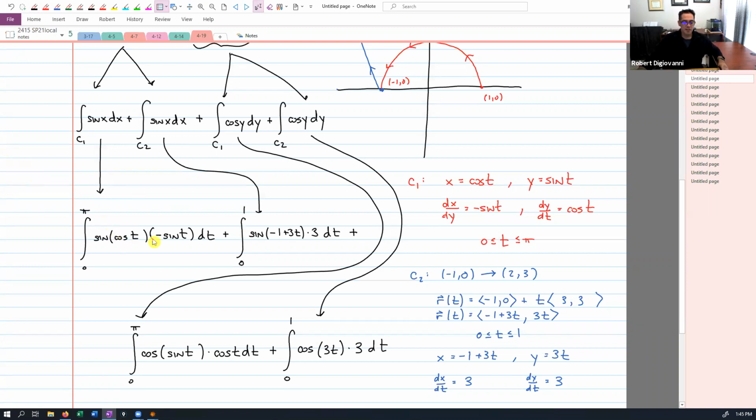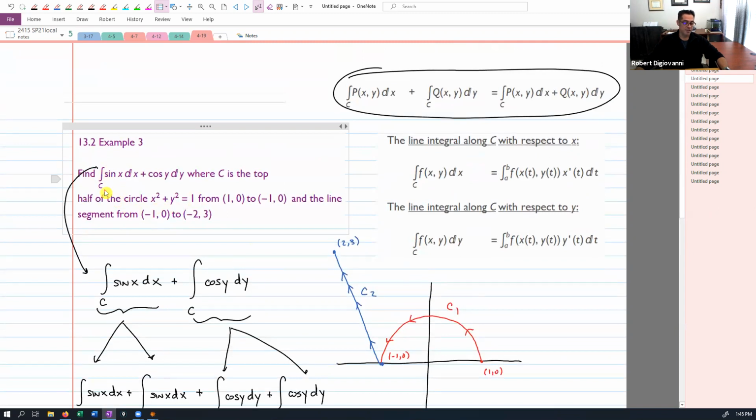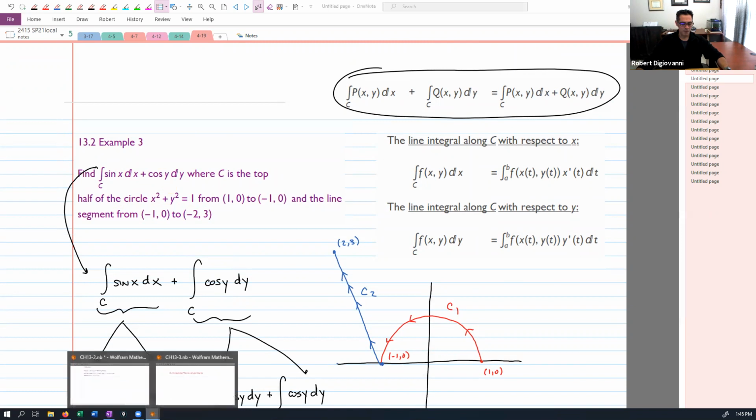So each of these integrals would give you a numerical answer, add them all up, and that would be equal to the line integral over C, the whole curve, of sine x dx plus cosine y dy. Questions there? Okay.